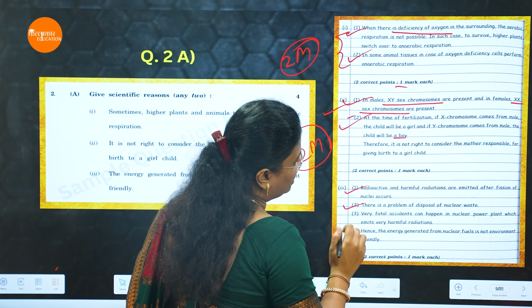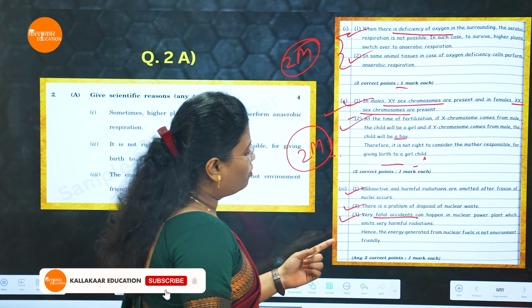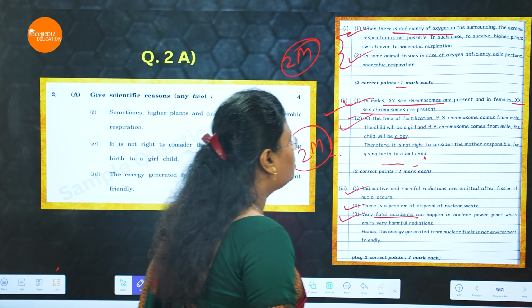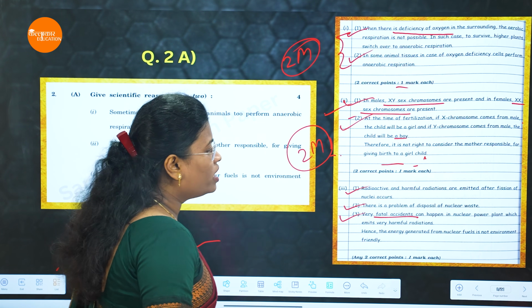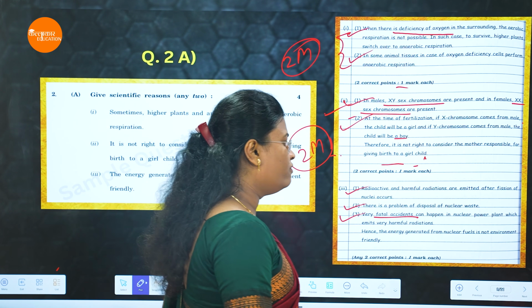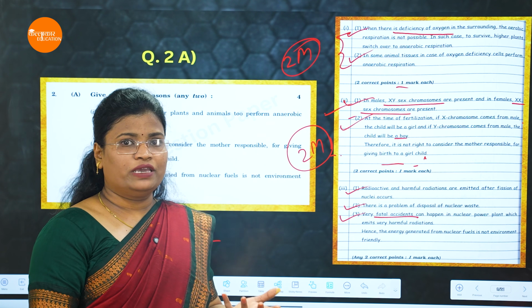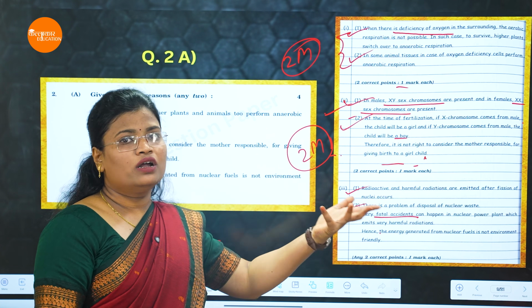Next point will be there is a problem of disposal of nuclear waste, and the third point is very fatal accidents can happen in the nuclear power plant which emits very harmful radiation. Hence the energy generated from nuclear fuel is not environmental friendly. Why? Because these radiations are very harmful to human beings, so this can be fatal. Fatal means what? It can lead to death as well.